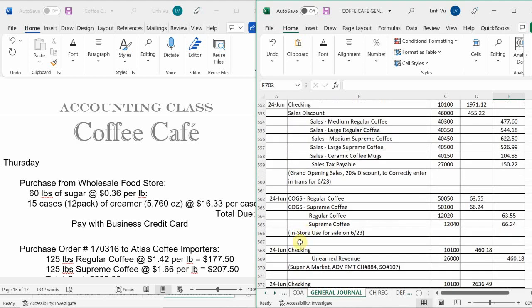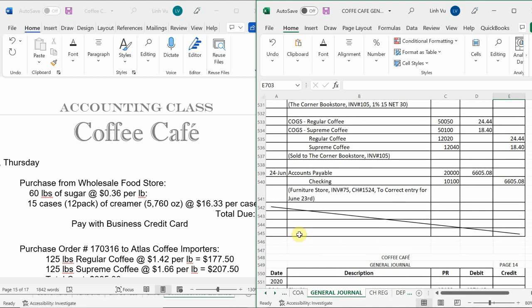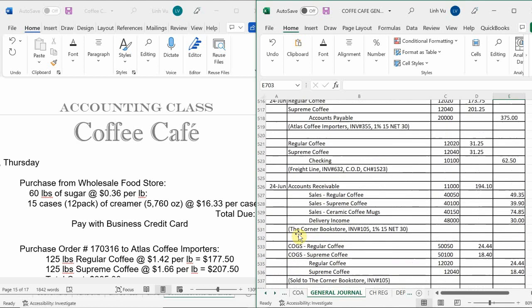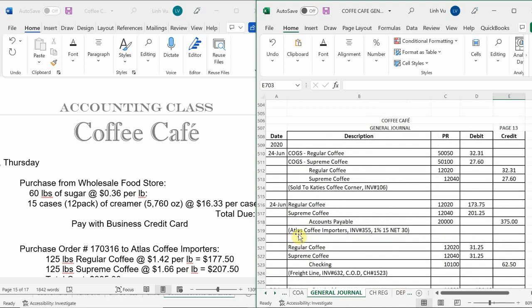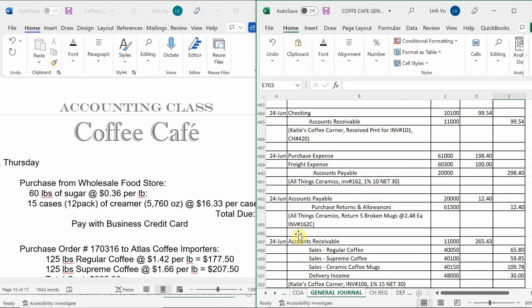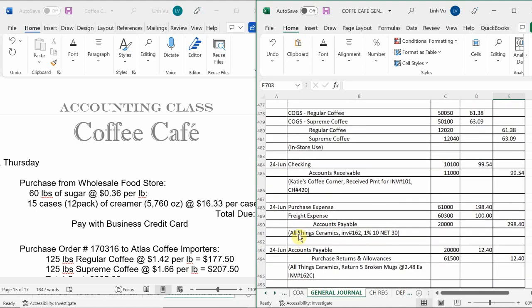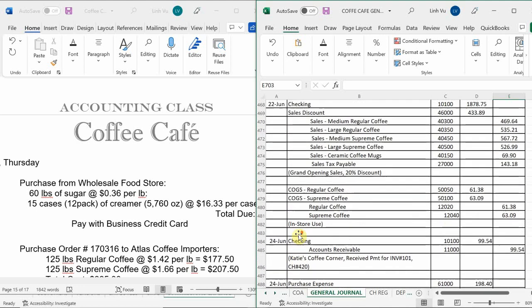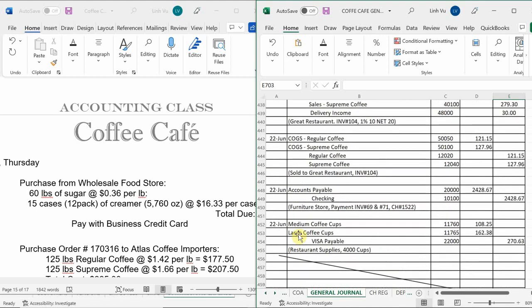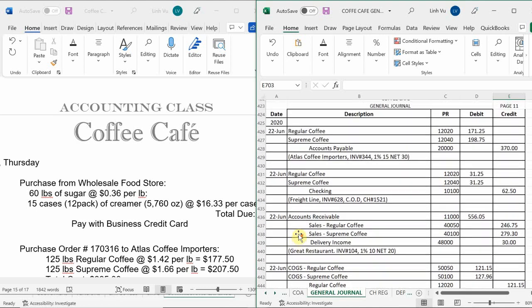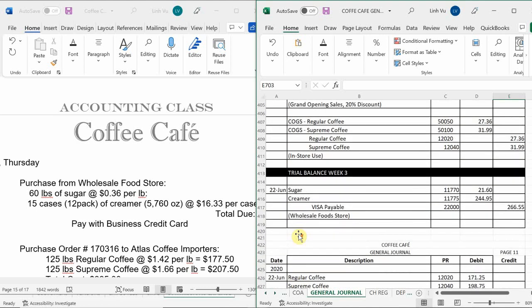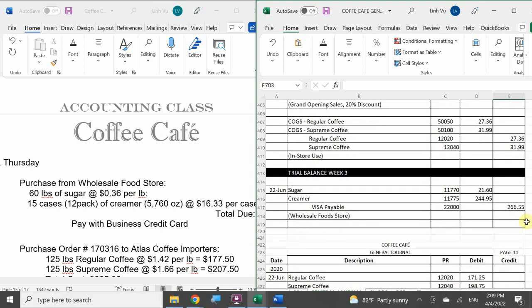Good. Let's see. It might be quicker to just type it in, but I'm committed to find it. So let's see. Sugar, creamer. Come on. Right here. Perfect. Sugar and creamer.